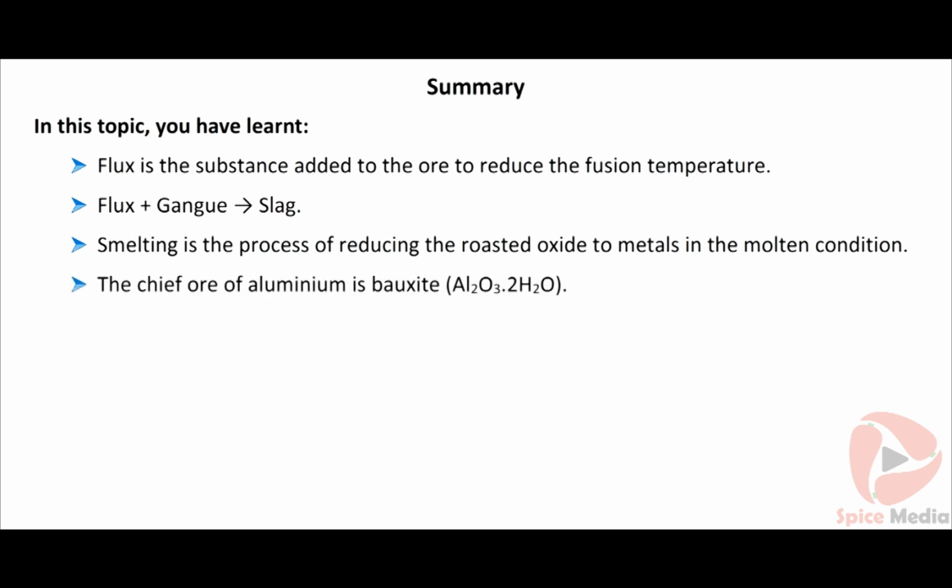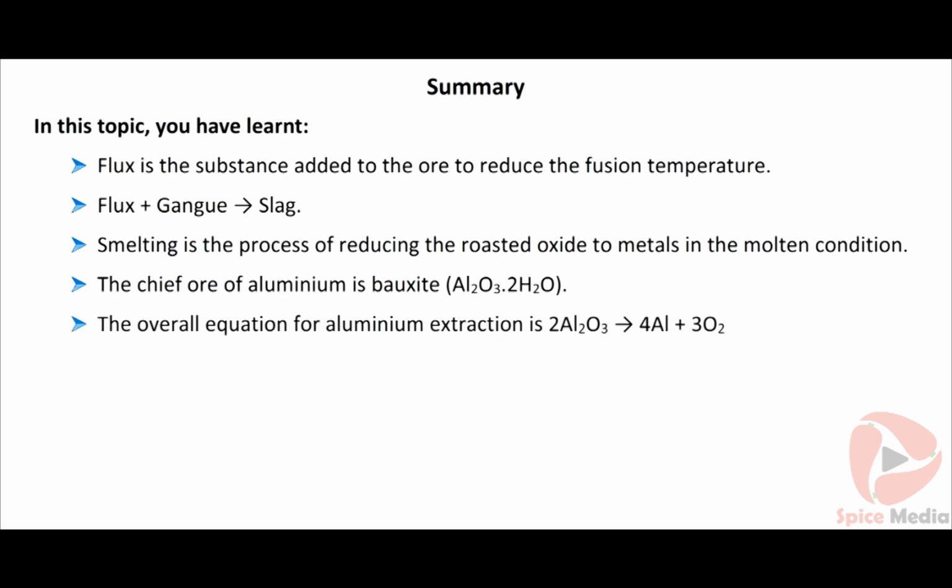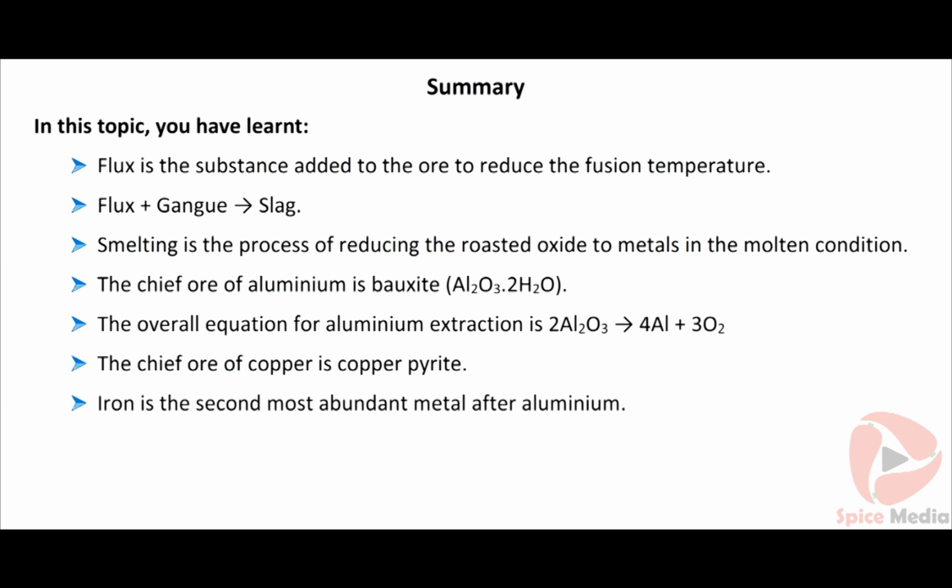The chief ore of aluminium is bauxite, Al2O3.2H2O. The overall equation for aluminium extraction is 2Al2O3 gives 4Al plus 3O2. The chief ore of copper is copper pyrite. Iron is the second most abundant metal after aluminium. The extraction of iron from hematite ore, Fe2O3.